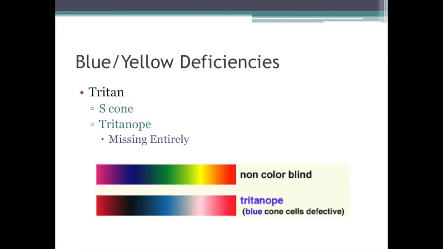The other type of deficiency would be your blue-yellow deficiency, which is called tritan, and it is your S cones that are defective, also known as your blue cone cells, and these would be missing entirely. The image below compares the wavelengths a non-colorblind person can see to what someone with defective blue cone cells would see.